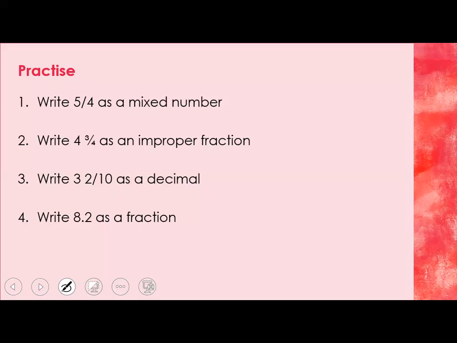Okay, welcome back. So the first thing that we are doing is making 5 quarters a mixed number. So how many whole lots of 4 can I take out of 5? I can take 1. 1 times 4 is 4. So if I take 4 away from 5, 4 quarters away from that, I'm left with 1 quarter. So well done if you got that answer.